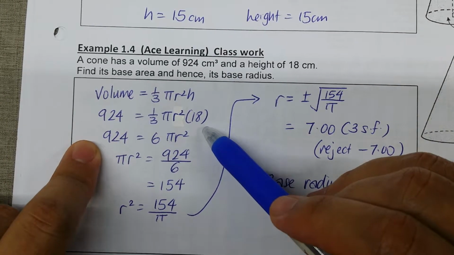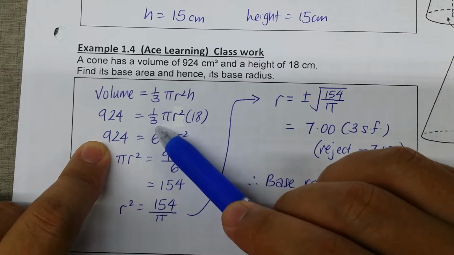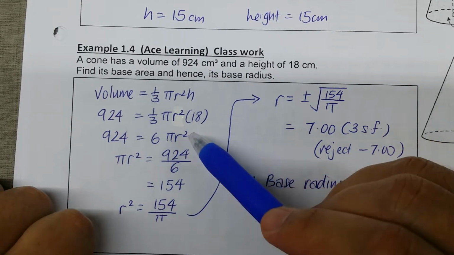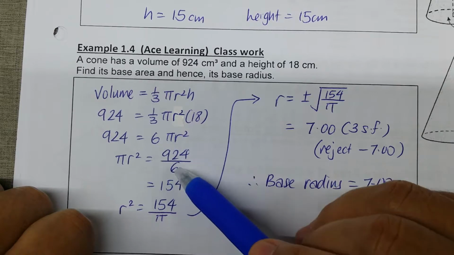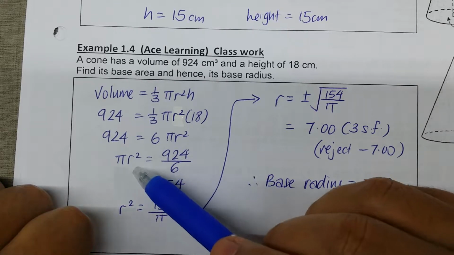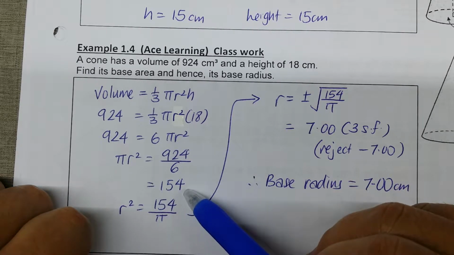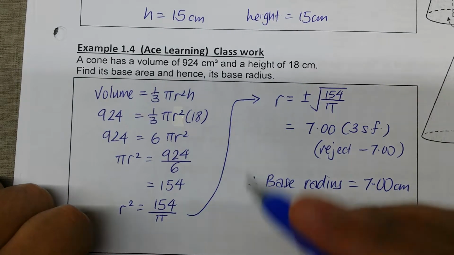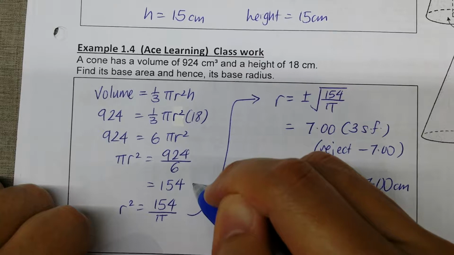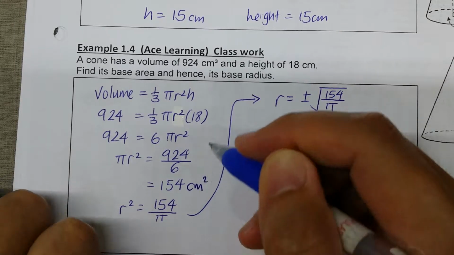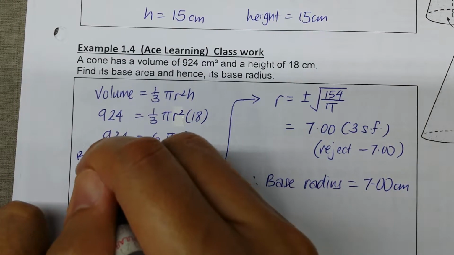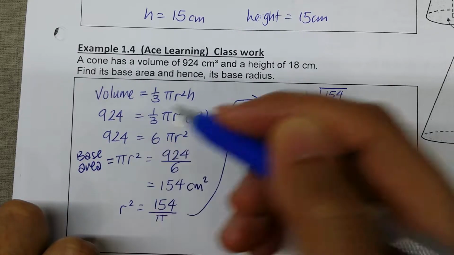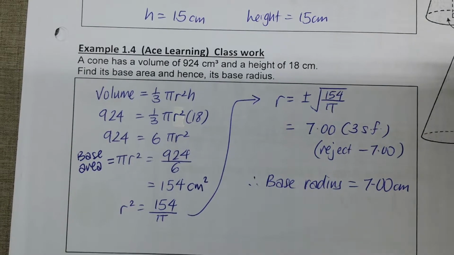Just by doing that, I believe you can get 1 mark already, because you can remember the formula, you remember to substitute, you know what is given to you. Then the next step is just to manipulate. 1/3 times 18, you get 6. Then 924 divided by 6 is pi r square, right? Pi r square is 154. This happens to be the base area. So your working should be this, cm square, and I should write base area here. Base area equals to pi r square, which is 154.